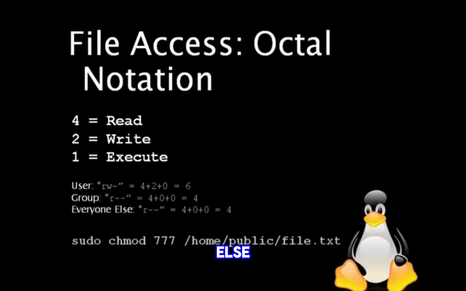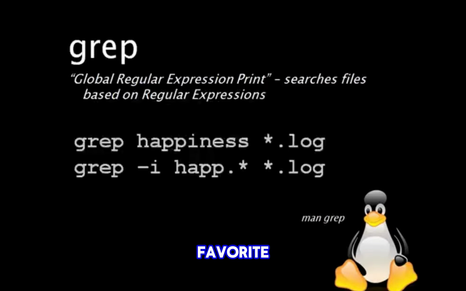If you have no rights, well, it's just a 0. If you have read, well then it's a 4. If you have read and write, well that's just added together, that's a 6. If you have full rights, it's a 4 plus 2 plus 1, which is a 7. So this command right here gives everybody read, write, and execute. User, group, and public.